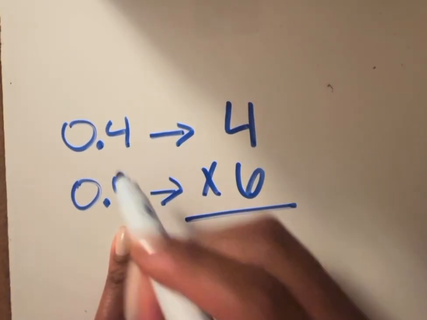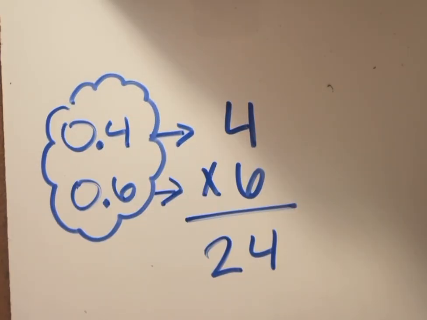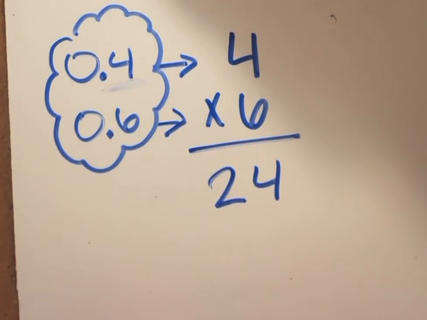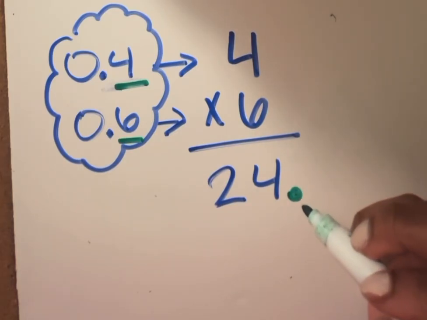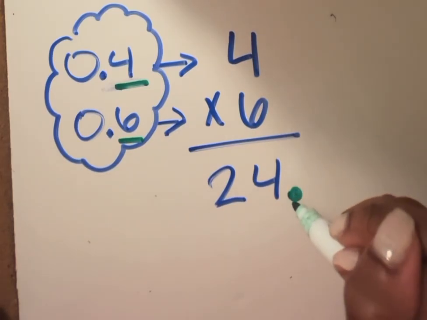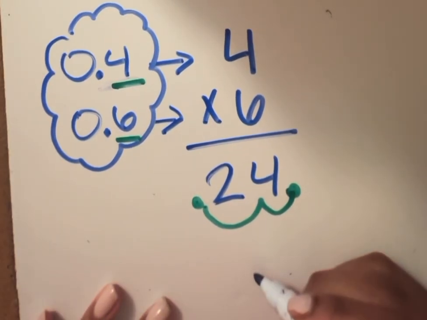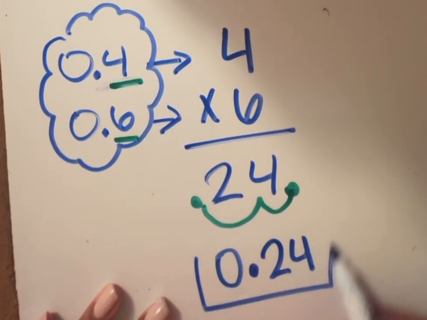We have to look back up here and decide how many spaces we are moving our decimal point. So right here we have 1, 2 spaces behind the decimal point. So if our point is right here, we're moving 2 spaces over. So 1, 2, and that's how we get 0.24 as our answer.